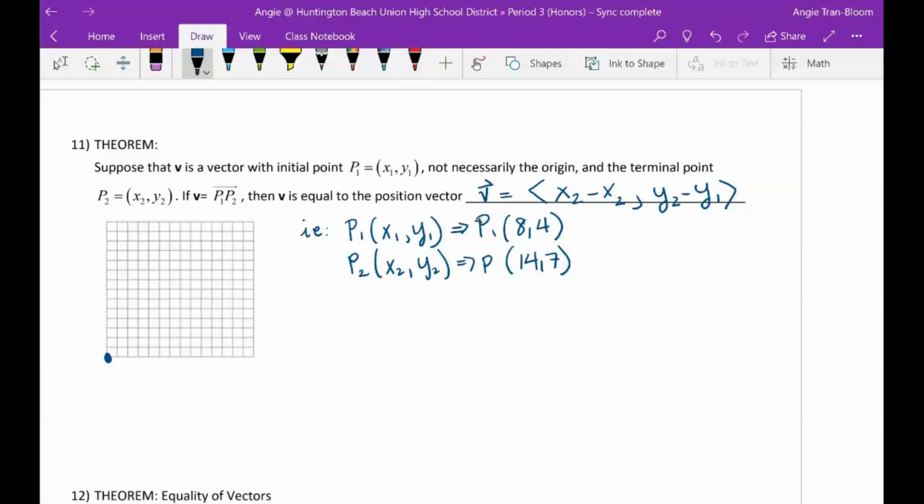So let me plot 2 points. 2, 4, 6, 8. Go up 4. 2, 4. So that's 8, 4. That's point 1. Okay, and then 14. That's 8, 10, 12, 14. Up 7. 2, 4, 6, 7. So this is point 2. We will make an arrow to denote that this is a vector. So let's bring this vector to the origin to call it the position vector.